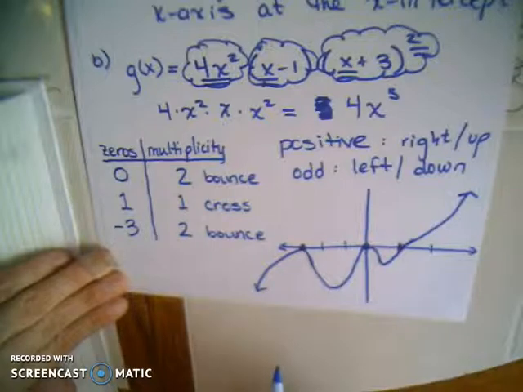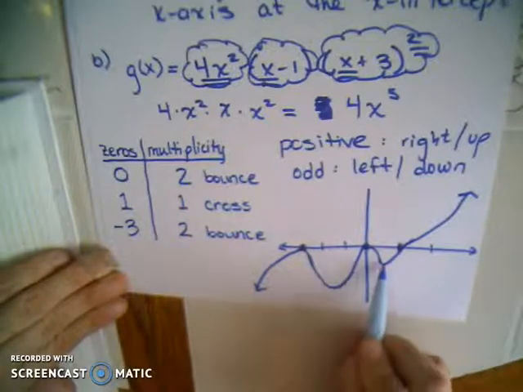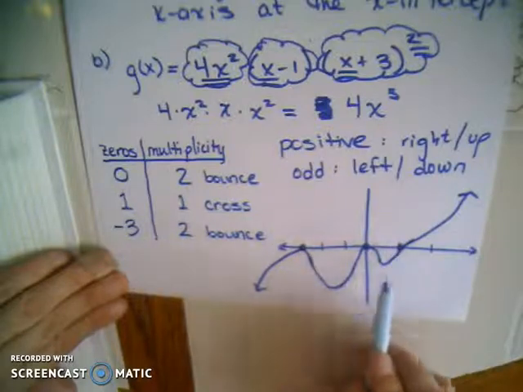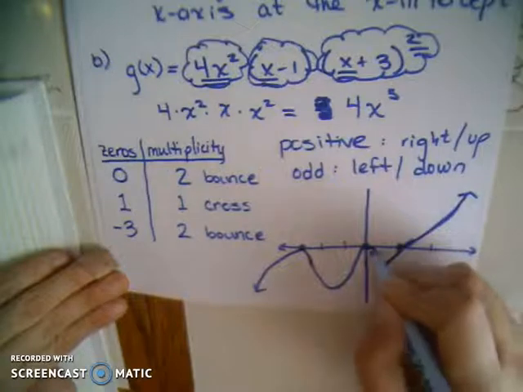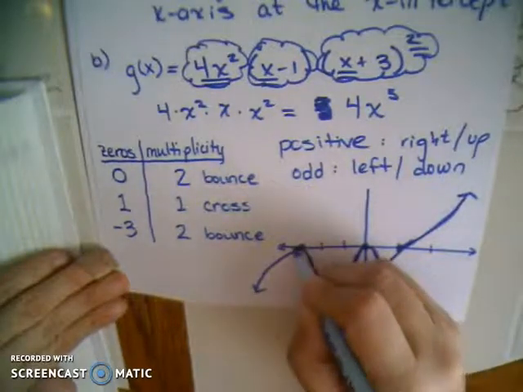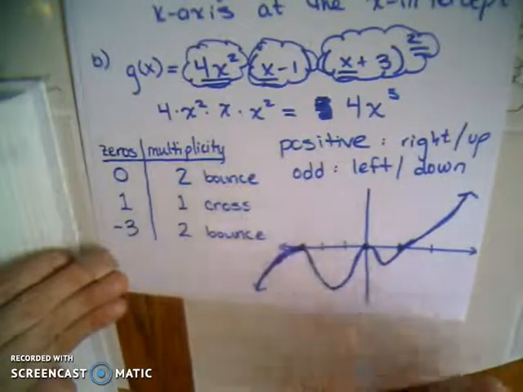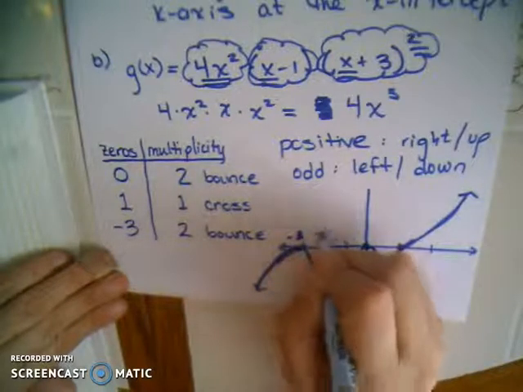So the only thing we really don't know is how low these two pieces go in between negative 3 and 0 and then 0 and 1. Other than that, this is a pretty accurate description of what the graph of this polynomial looks like. So that was negative 3, negative 2.